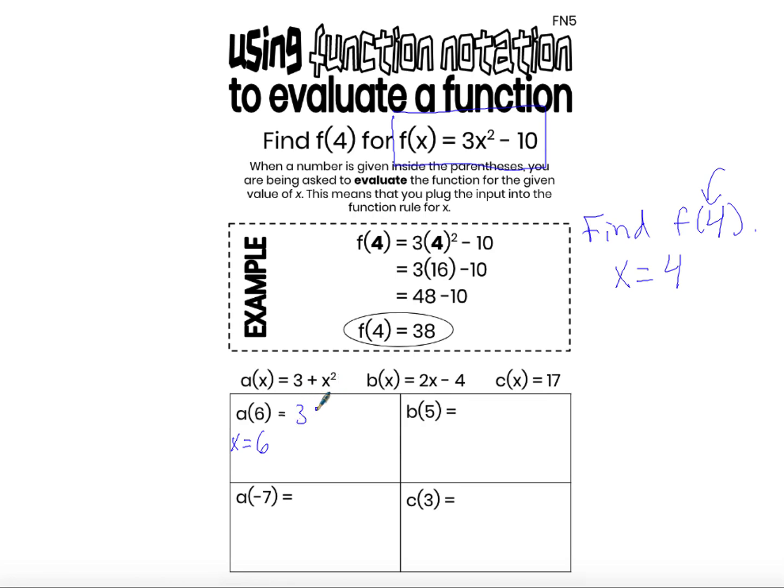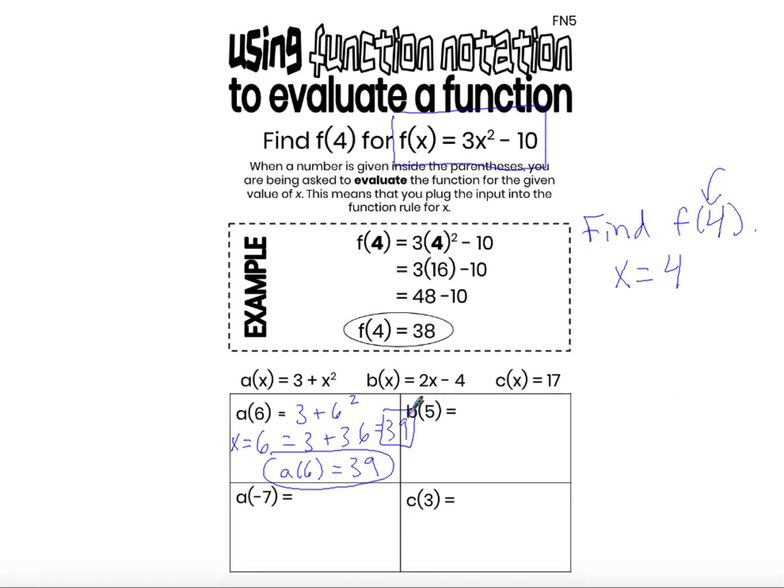A of 6 is 3 plus 6 squared, order of operations, 3 plus 36, which is 39. So I can just say, okay, my answer is 39, I can box that, or I can have my final answer be written in function notation, the whole statement, a of 6 is 39. So a of 6, which I'm being asked to find, is 39, but I could also say my final answer is a of 6 equals 39. Either of those is okay.